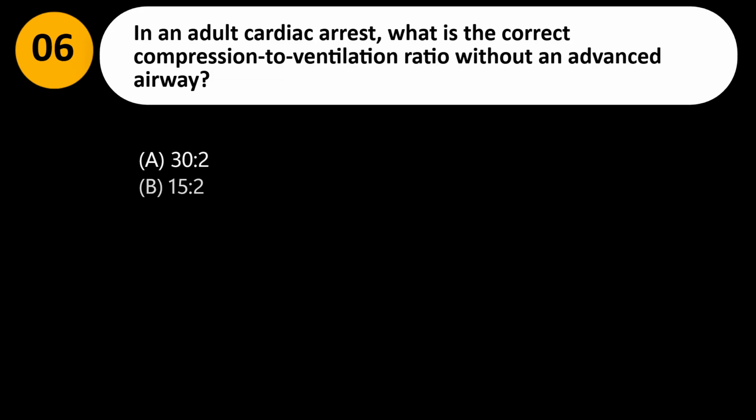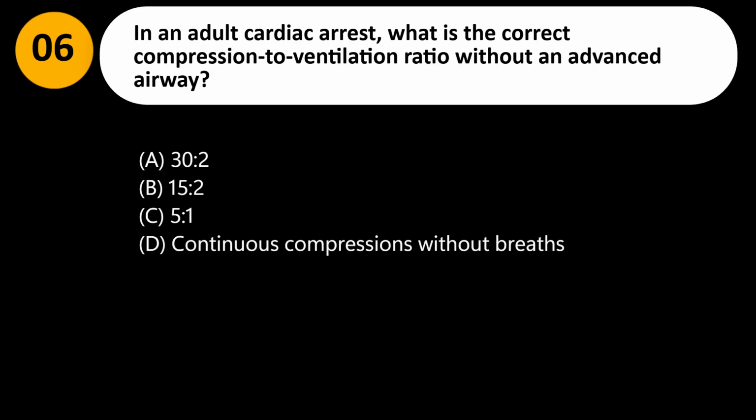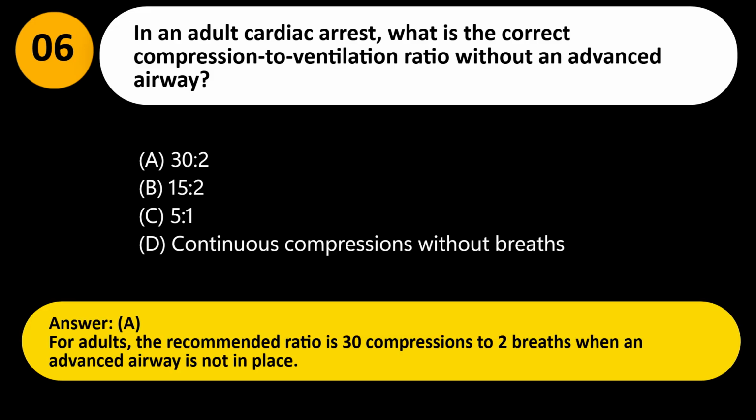In an adult cardiac arrest, what is the correct compression to ventilation ratio without an advanced airway? A. 30:2. B. 15:2. C. 5:1. D. Continuous compressions without breaths. Answer, A. For adults, the recommended ratio is 30 compressions to 2 breaths when an advanced airway is not in place.